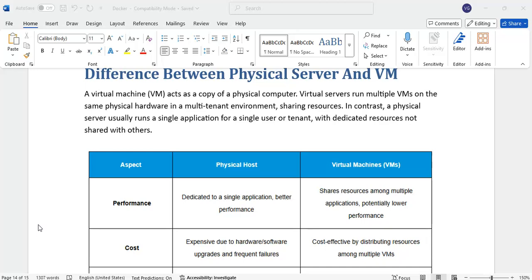First, what is the physical? We should know the difference between a physical machine and a virtual machine. Then we will understand why we require Docker.